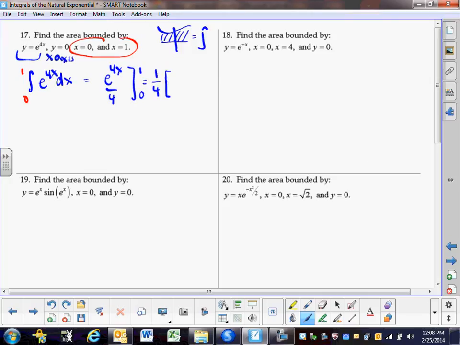Left off my dx. Okay, so now this is simple e. So it's e to the 4x divided by 4 from 0 to 1. So I'm going to keep the 1/4 out and do e to the 4 times 1 minus e to the 0. So this will be 1/4 times e to the 4 minus 1.